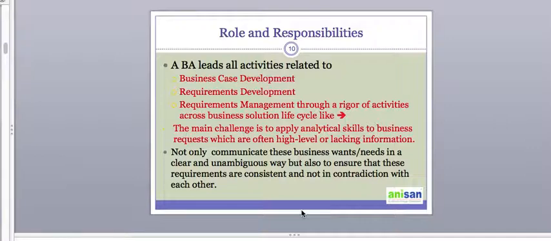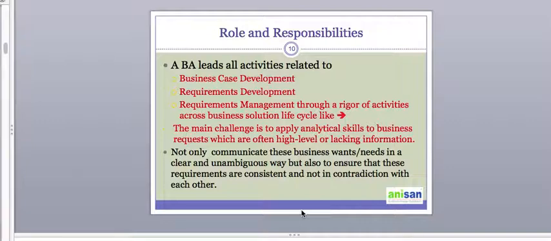So you may have eliciting the requirement, documenting them, presenting them, structuring them, putting them into the BRD or FRD or both, and obtaining the sign off and communicating back with multiple stakeholders. So that also is what we talk about.